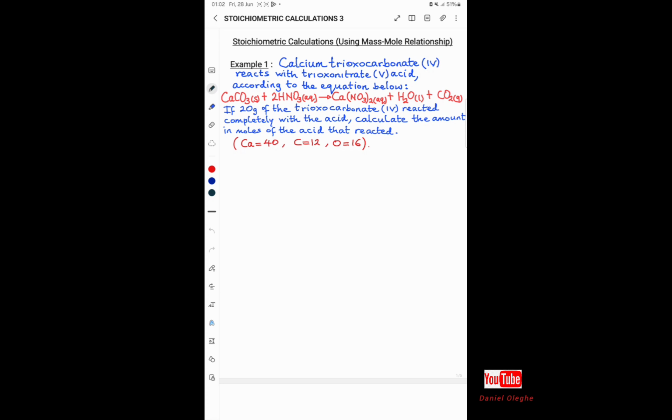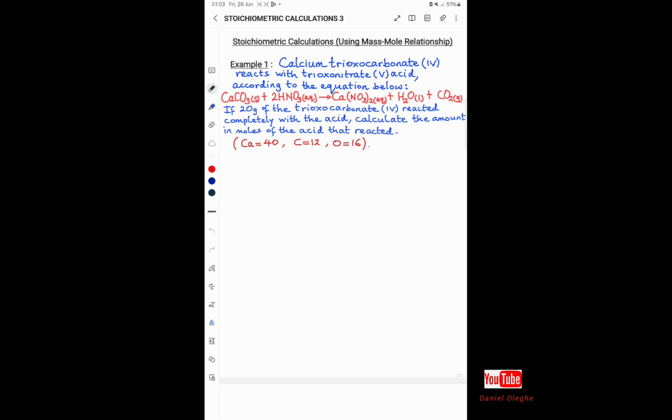Example 1. Calcium trioxocarbonate(IV) reacts with trioxonitrate(V) acid according to the equation below. The equation of the reaction is given. If 20 grams of the trioxocarbonate(IV) reacted completely with the acid, calculate the amount in mole of the acid that reacted. In this reaction, we are relating two substances together.